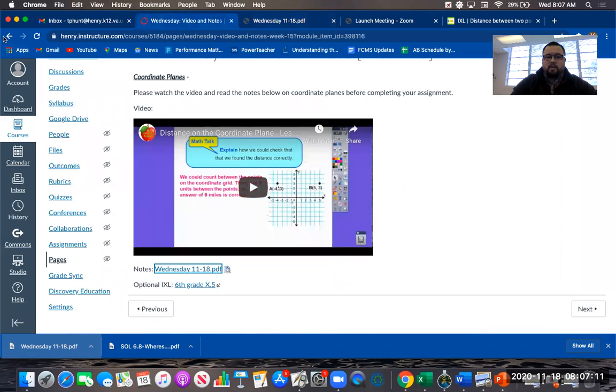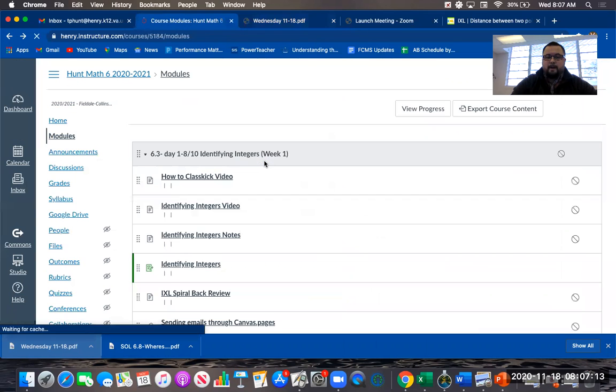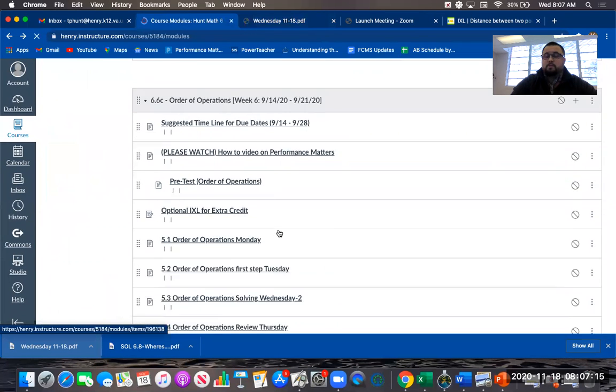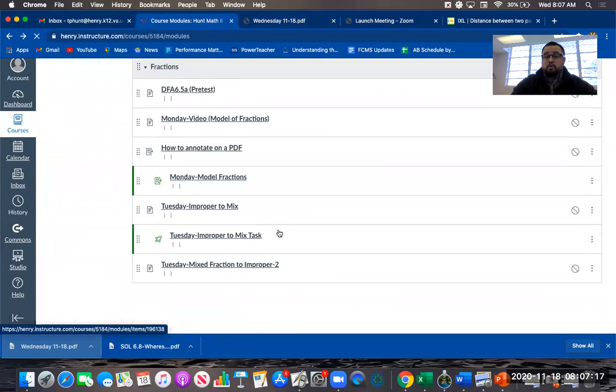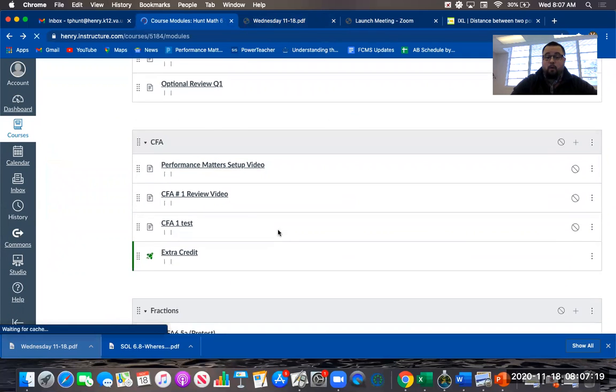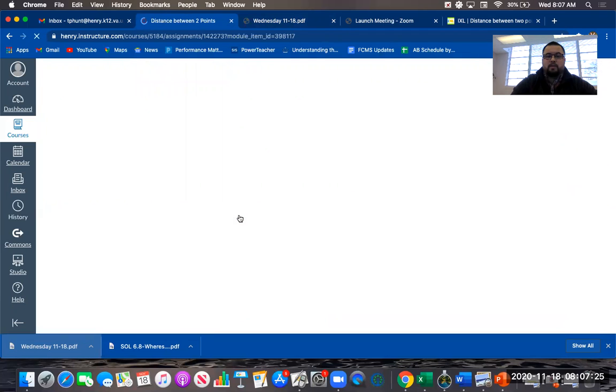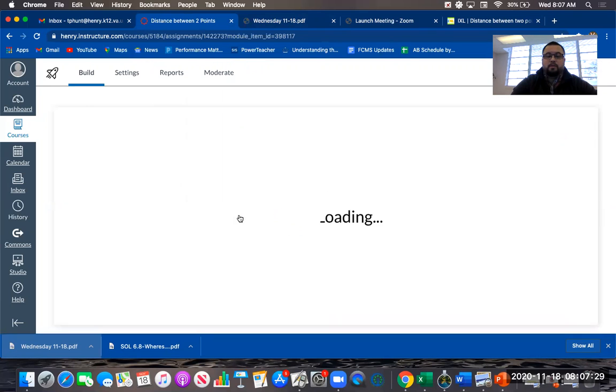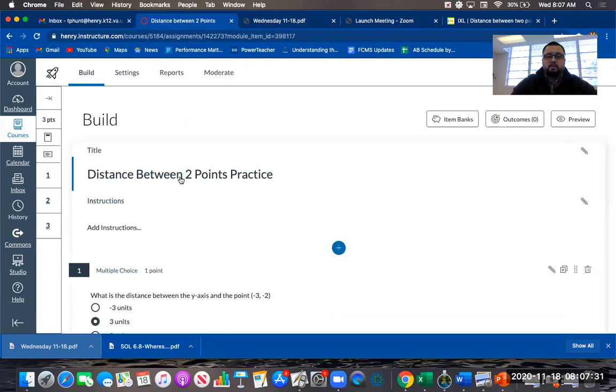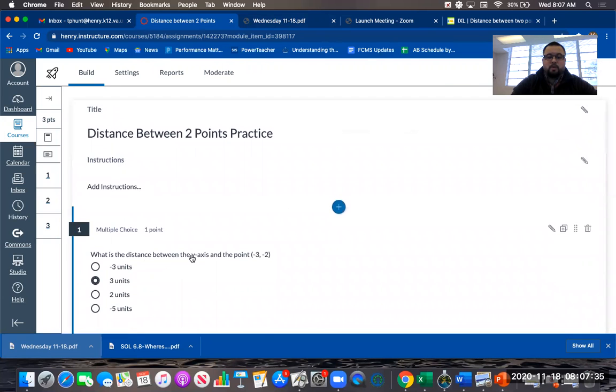So when they do ask you for the differences between the distances between two axes, the X and Y axis, for that one, we have, for example, here, this is also one of your assignments for today. And this one here, distance between 2 points practice. So we have, what is the distance between the Y axis and the point -3, -2?